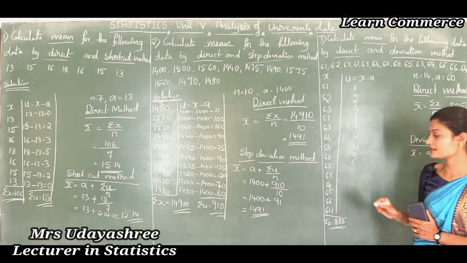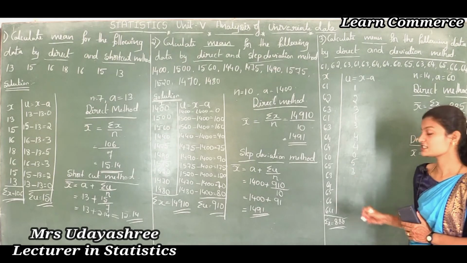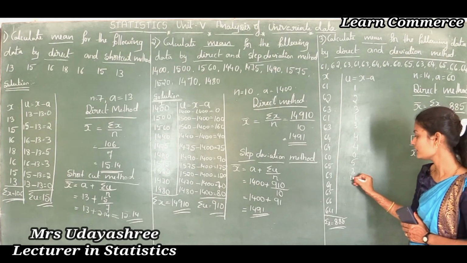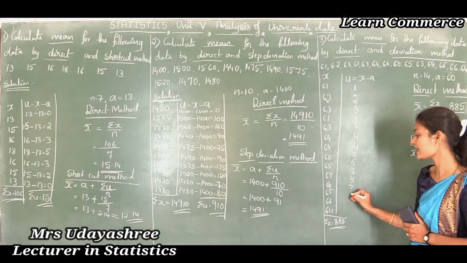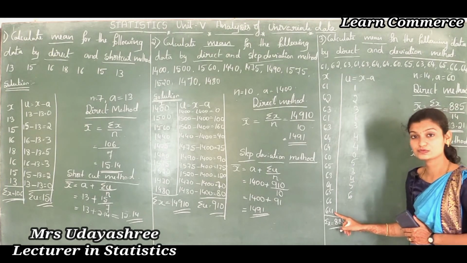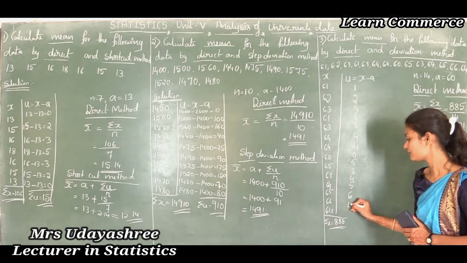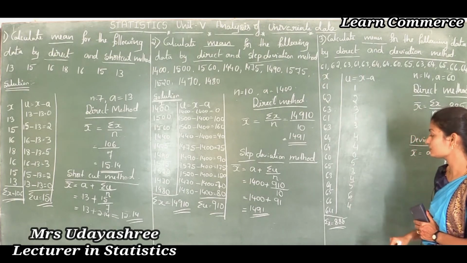Then 63 minus 60 is 3. Then 64 minus 60 is 4. Then 65 minus 60 is 5. Then 66 minus 60 is 6. Then 64 minus 60 is 4. So these are the u observations.